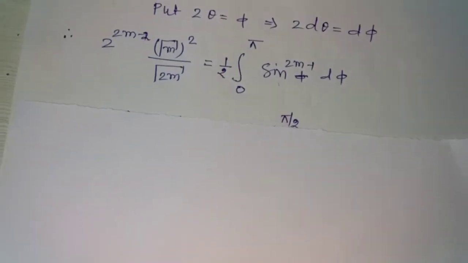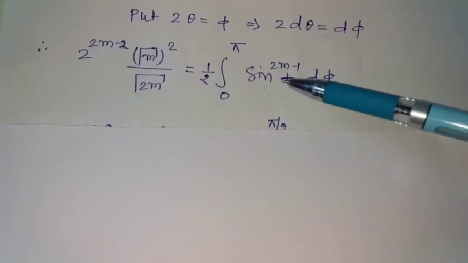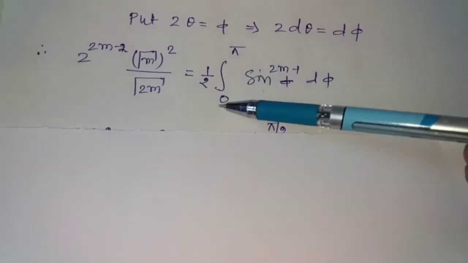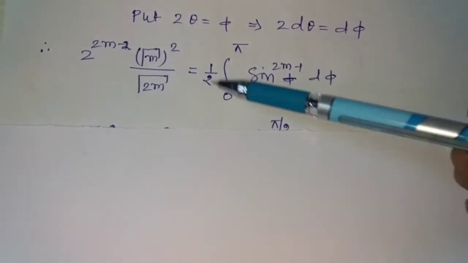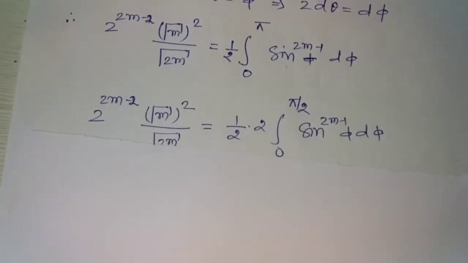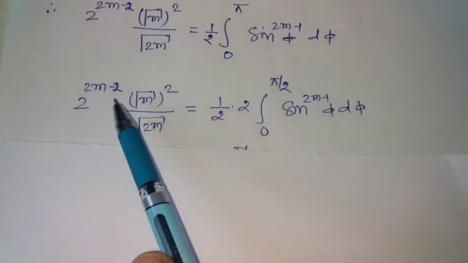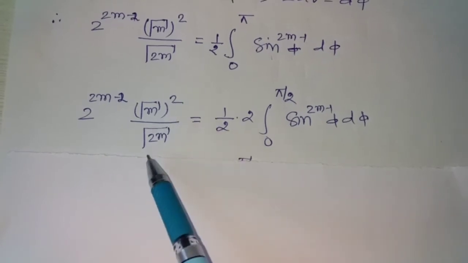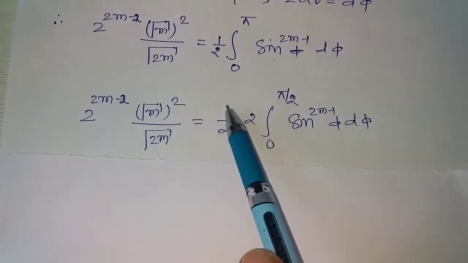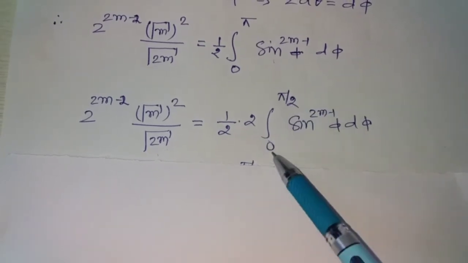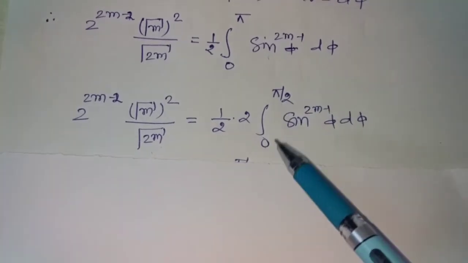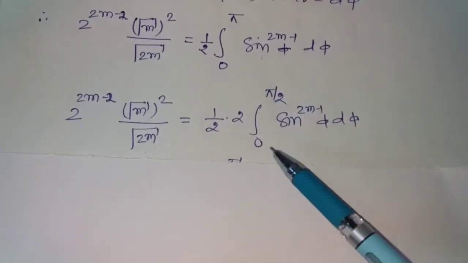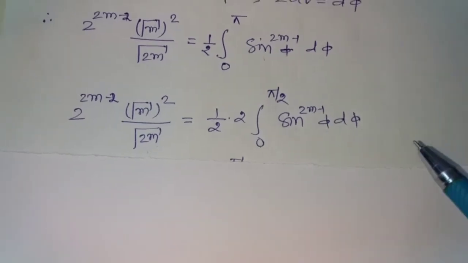Now using the property of definite integral, we convert the limit into half range, that is 0 to pi by 2, and we double the integral. So we get 2 raised to 2m minus 2 into gamma m whole square upon gamma 2m equal to 1 by 2 into 2 times 0 to pi by 2. We divide the limit into half range and double the integral, sine raised to 2m minus 1 phi d phi.